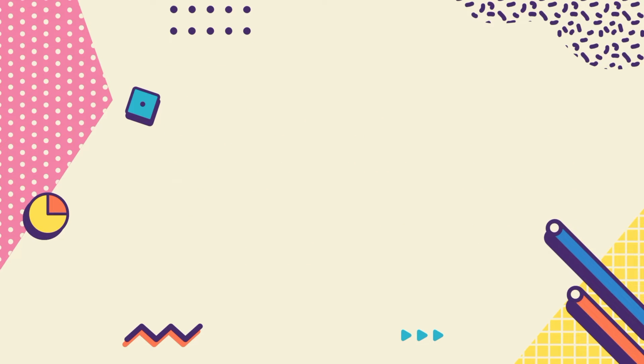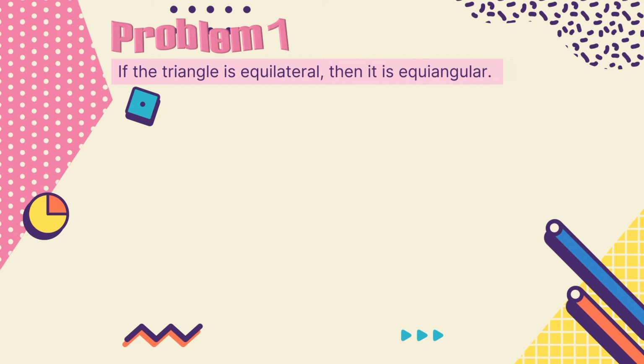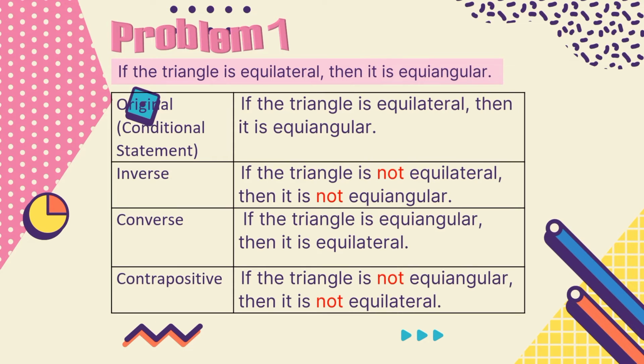Let us take our first problem. Our first problem is, if the triangle is equilateral, then it is equiangular. Now, this is our original statement, and we may say that this is the conditional statement. If the triangle is equilateral, then it is equiangular. Therefore, our given is already in conditional statement.